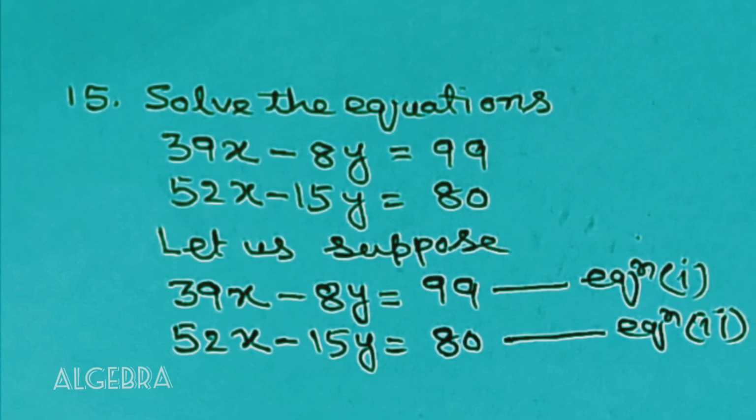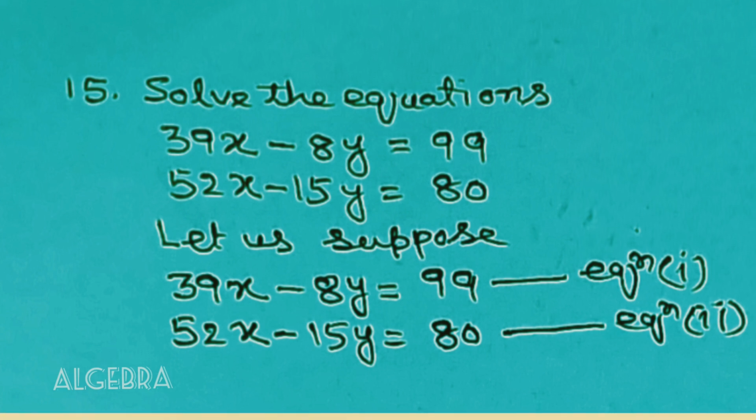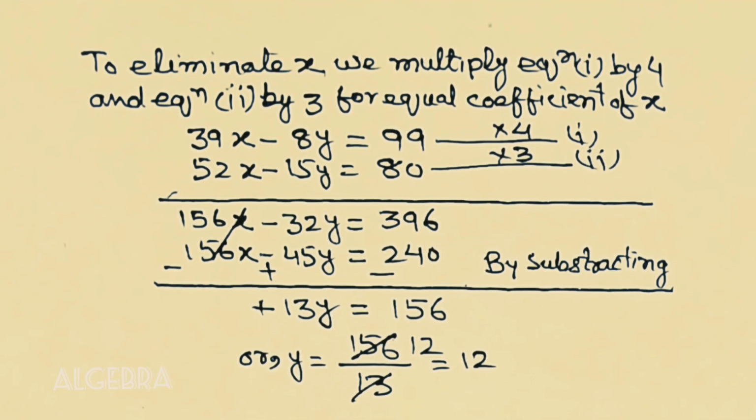15. Solve the equations. 39x - 8y = 99 and 52x - 15y = 80. Let us suppose 39x - 8y = 99 and 52x - 15y = 80. To eliminate x, we multiply equation 1 by 4 and equation 2 by 3 for equal coefficients of x. 39x - 8y = 99 multiplied by 4 and 52x - 15y = 80 multiplied by 3. 156x - 32y = 396 and 156x - 45y = 240.